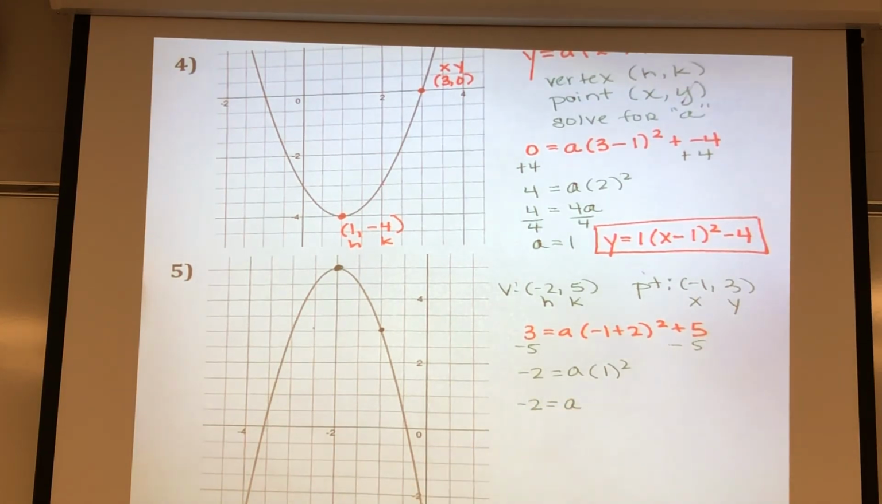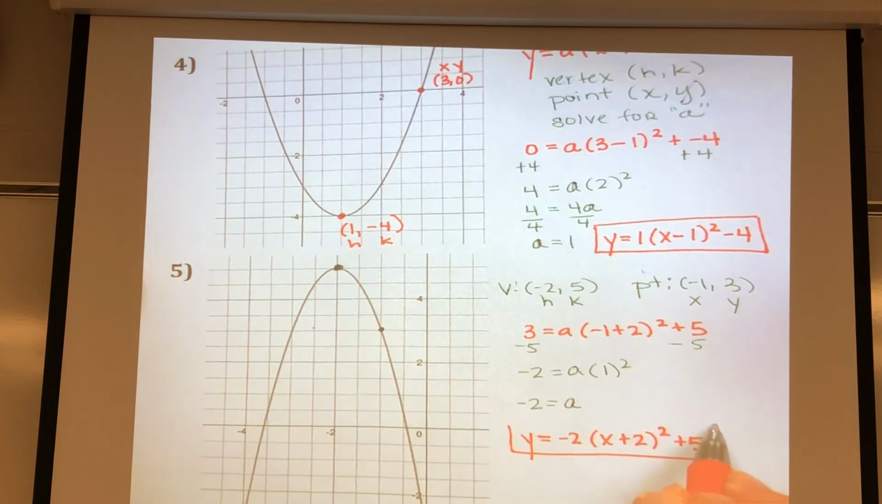But don't stop there. That is not your answer. Your final answer has to be an equation that has the a value, the h value, and the k value all substituted in. But don't put in the x or the y. So your final answer: y equals negative 2 (x plus 2) squared plus 5.